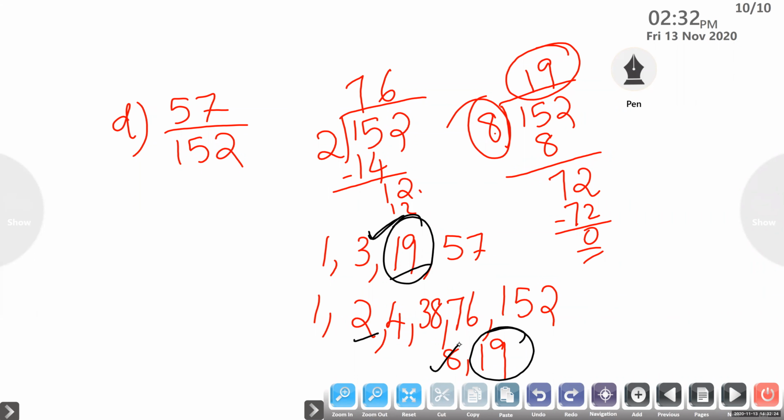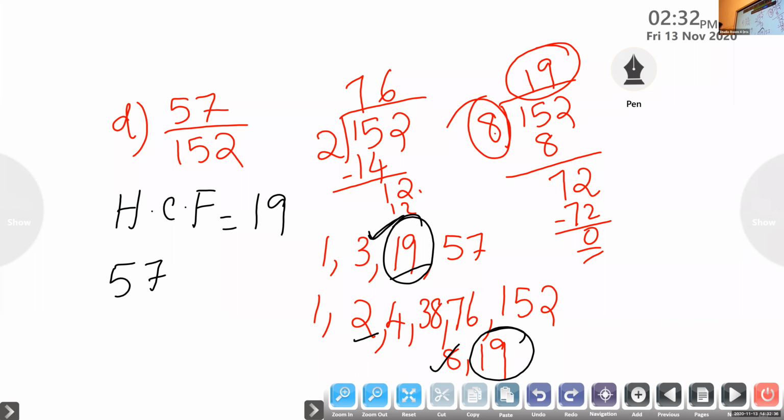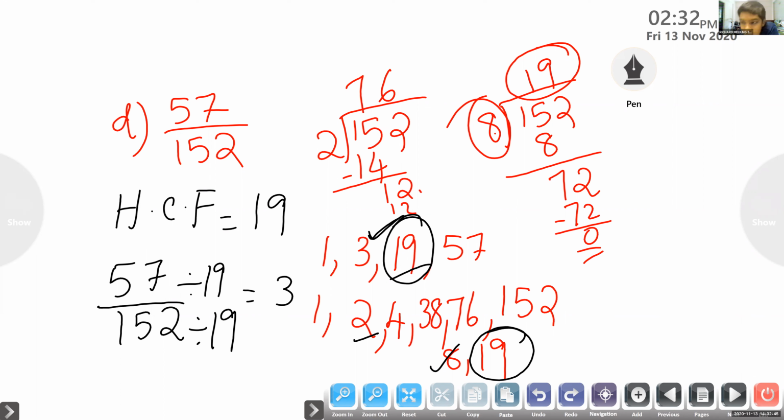So what's the answer? The HCF is 19. So divide this number, 57 divided by 152, by 19 on both sides. What's the answer? 3 by 8. 3 by 8.